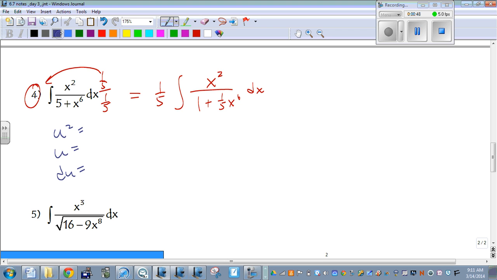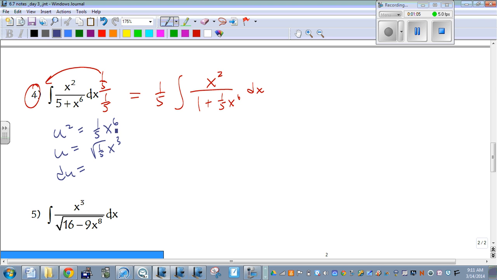All right, so now we can set up our u squared. So we have 1/5 x to the 6th. That's going to be our u squared. So take the square root of that to get our u. We're going to get square root of 1/5 times x cubed.